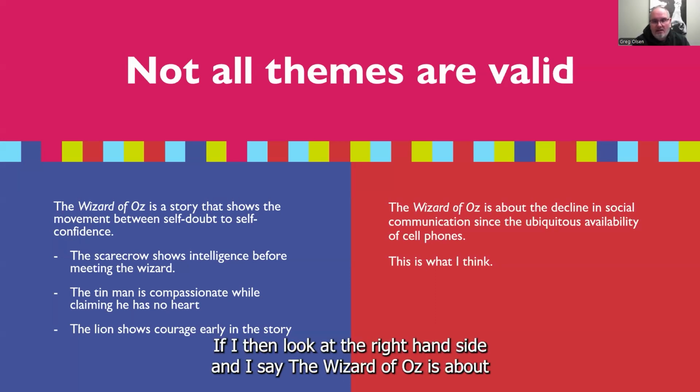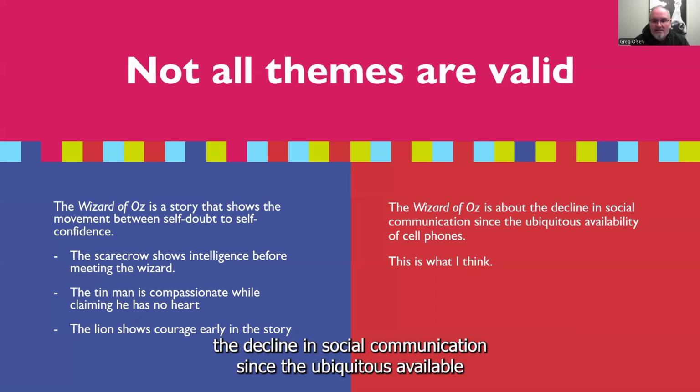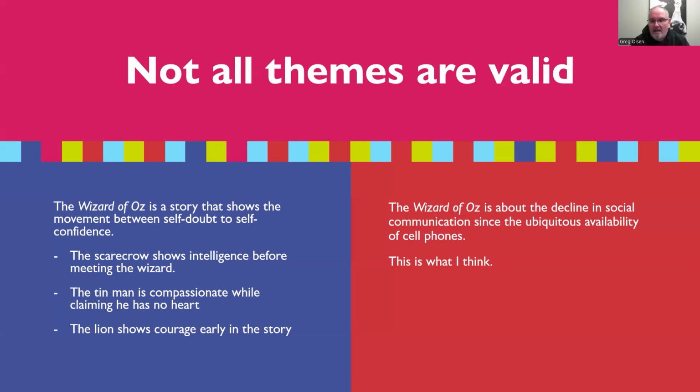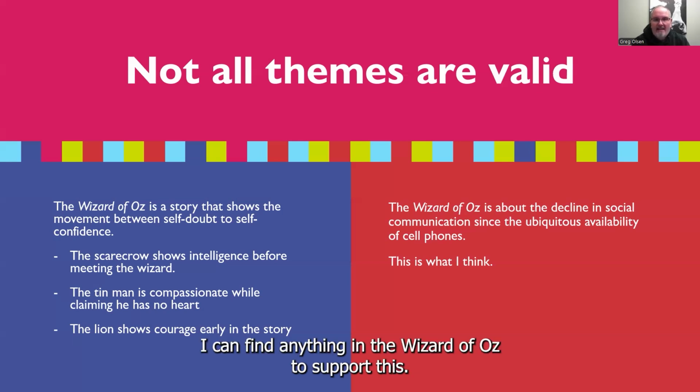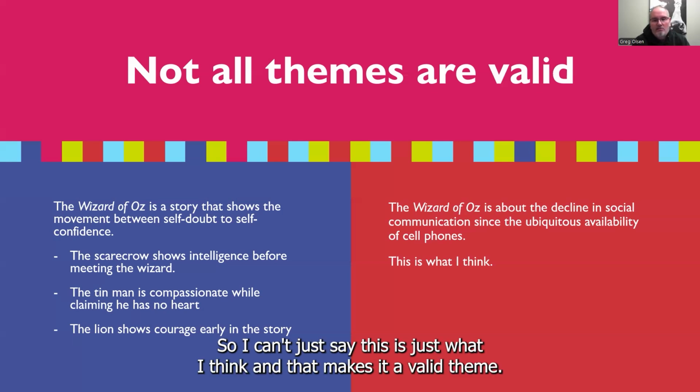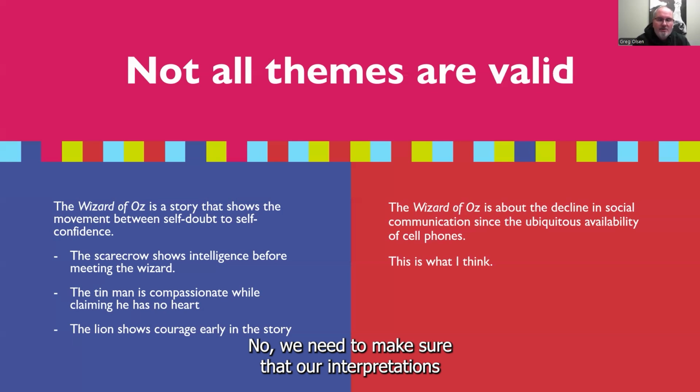If I then look at the right-hand side and I say The Wizard of Oz is about the decline in social communication since the ubiquitous availability of cell phones, my evidence? I have no evidence. I can't find anything in The Wizard of Oz to support this, so I can't just say, this is what I think, and that makes it a valid theme. No, we need to make sure that our interpretations and our themes are rooted and based in the story itself.